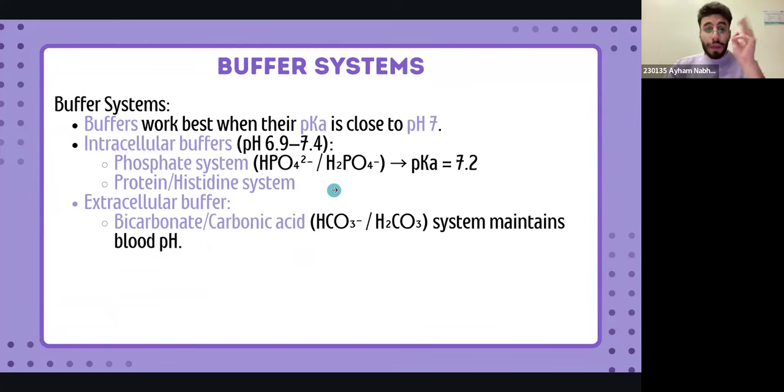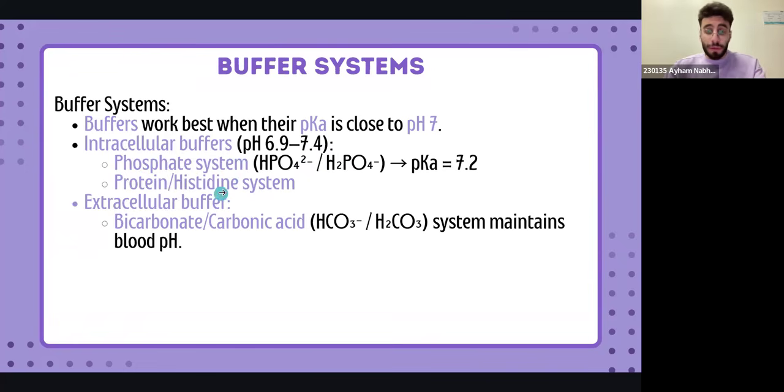We do have buffering systems in our body. Buffering systems might be intracellular or extracellular, just to keep the pH around 7. The intracellular buffers, with a pH of 6.9 to 7.4, are two systems. You just need to know the names, by the way: the phosphate system and the protein histidine system. You just need to know that there is a phosphate system in the intracellular compartment that acts as a buffer along with the protein histidine system.